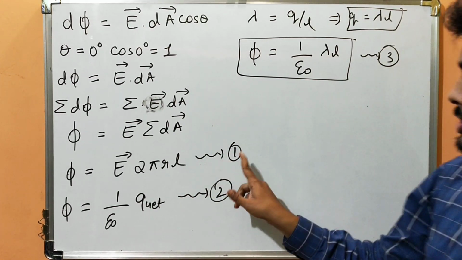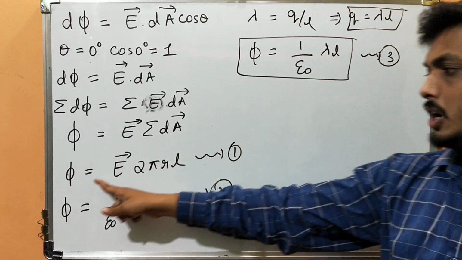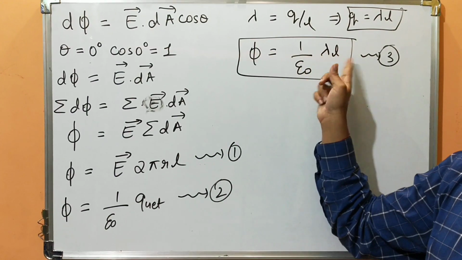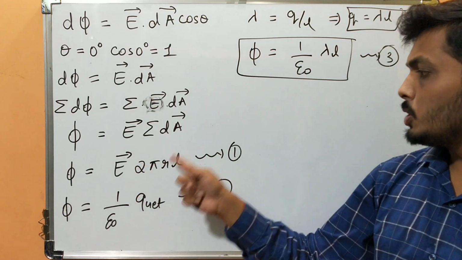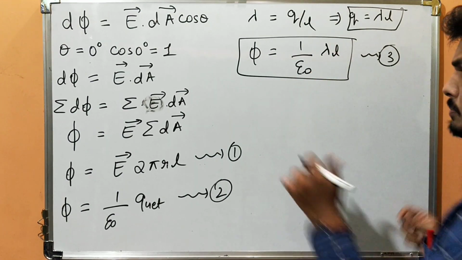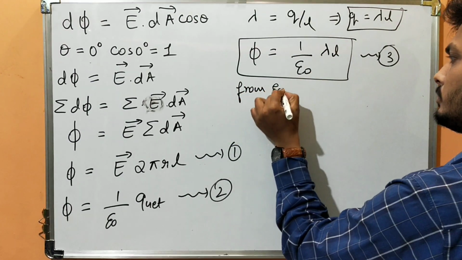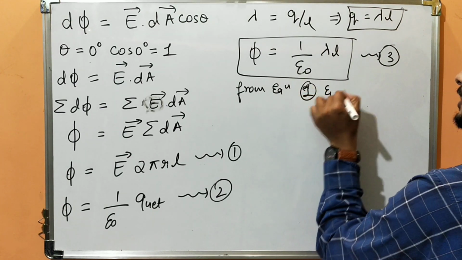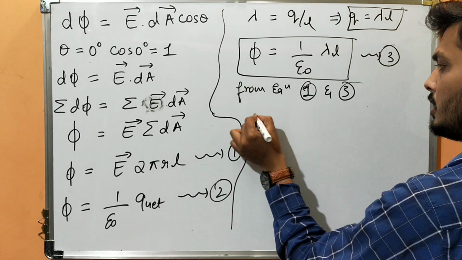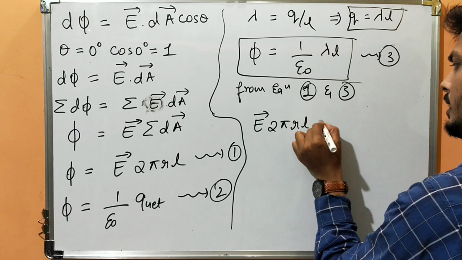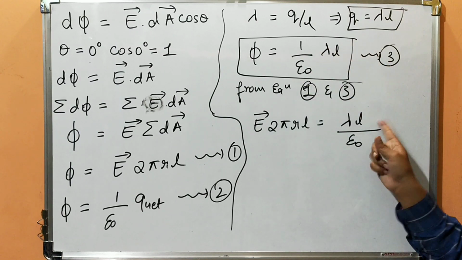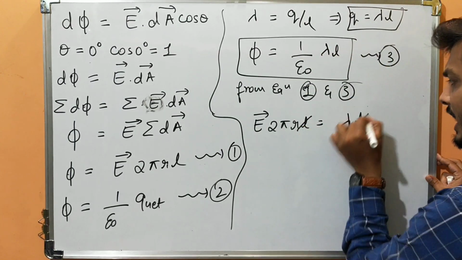Now compare equation 1 and 3. What is 1 telling you? Phi is equal to E 2 pi r L. And what is phi equal to? Lambda L divided by epsilon naught. So phi is equal to this much and phi is equal to this much also. So from equations 1 and 3, can we write E 2 pi r L equals lambda L divided by epsilon naught? Is that clear? Now look here, L gets cancelled.